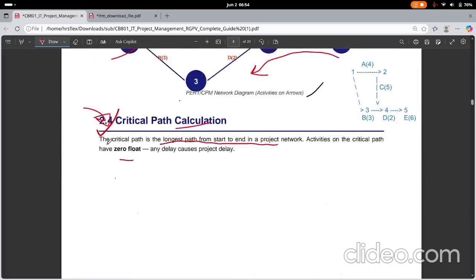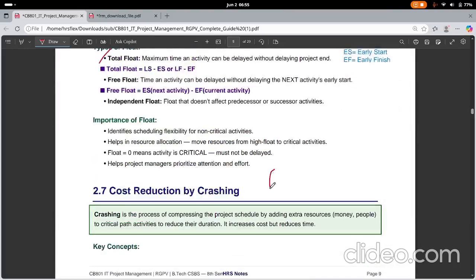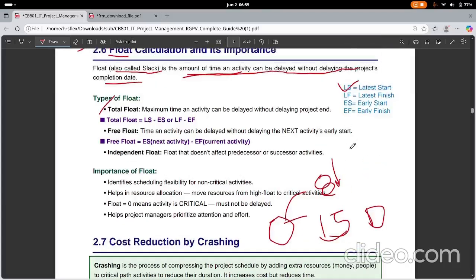What is float? The critical path should have zero float. It should not have delay. Float is like a slack which is the amount of time an activity can be delayed without delaying the project completion date. In the sense that if you have a project whose deadline is 15 days, what should be the slack, the excess delay you can afford? You have a certain amount of slack, the amount of time an activity can be delayed.